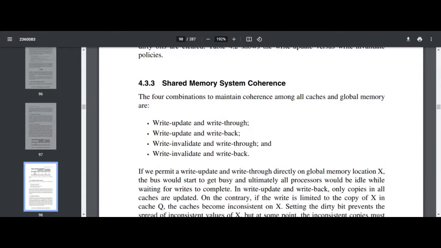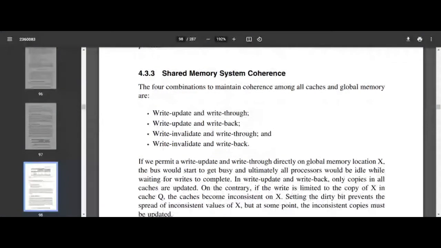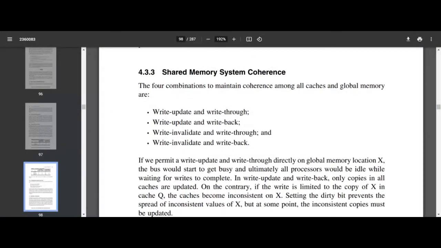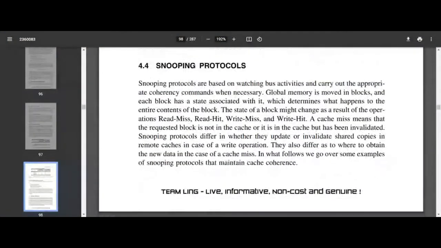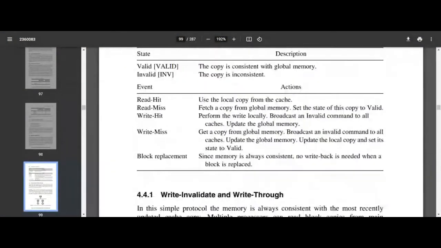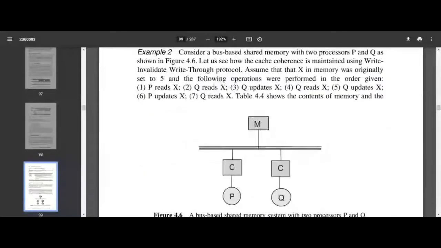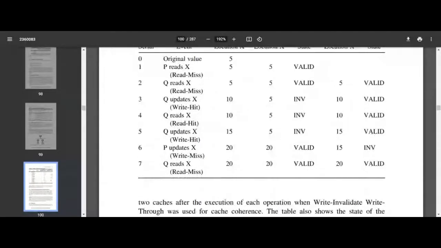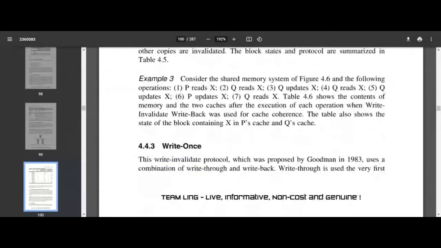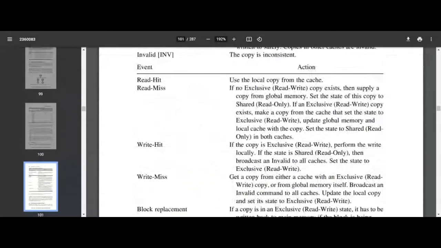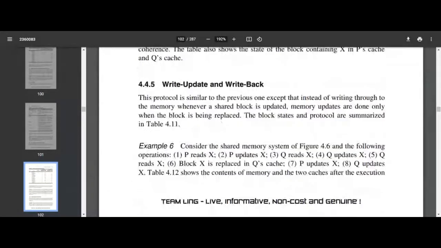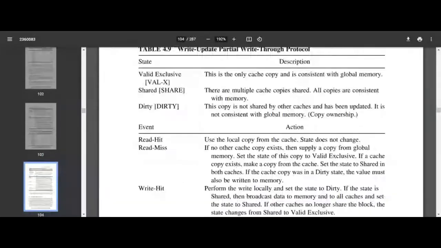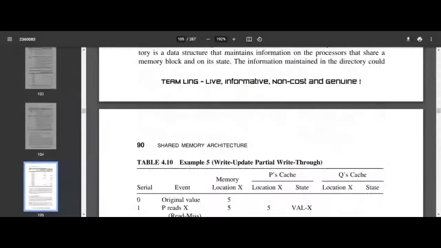So the shared memory system has 4 combinations: write update and write through, write update and write back, write invalidate and write through, and write invalidate and write back. We have already discussed the snooping protocols before the mid class, and we've been through the invalidate and write update methods earlier. We have discussed so many things in this chapter, and this one has to be discussed with the slides, earlier before the midterm, so that you can study it.